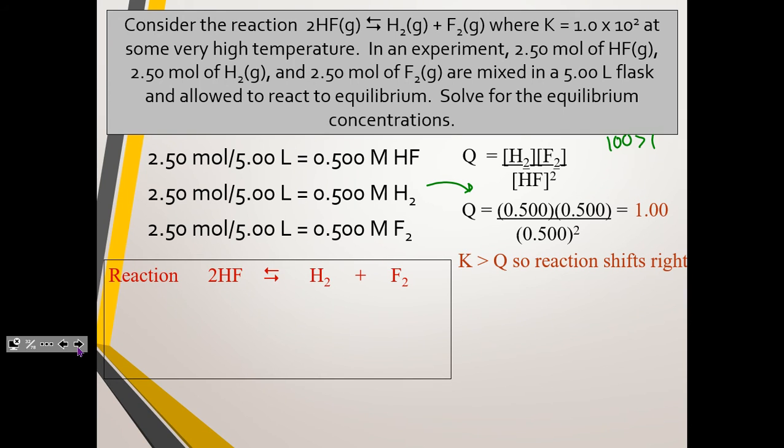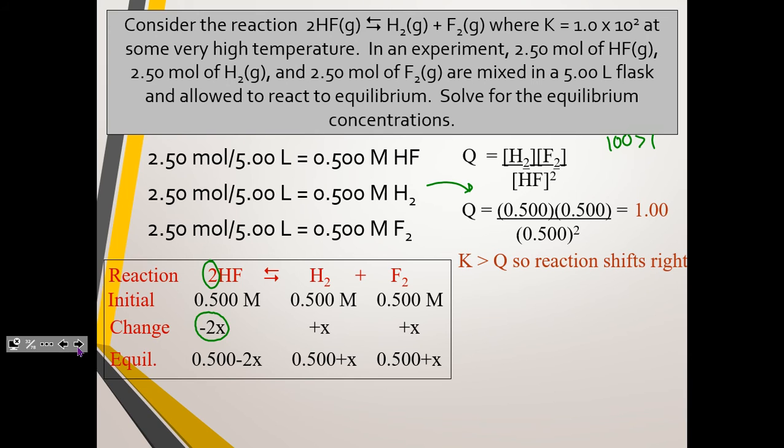I'm going to set up a RICE table. 2HF yields H2 plus F2. Initially, I've got the same concentration for all products and reactants. The change, and I want to note, because we're shifting to the right, we will be consuming reactants and forming products. We have a 2x here because the stoichiometry was a 2. Equilibrium is going to be as follows: 0.5 minus 2x for HF, 0.5 plus x for H2, and the same for F2.